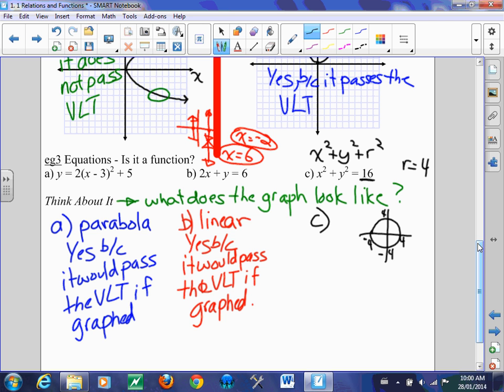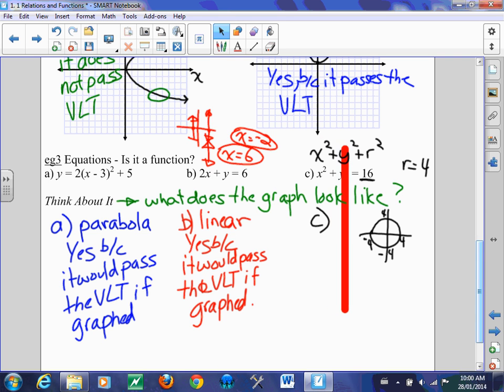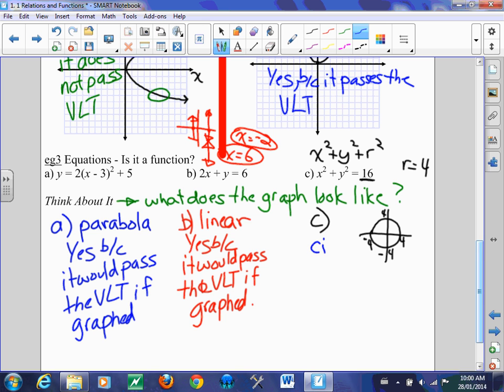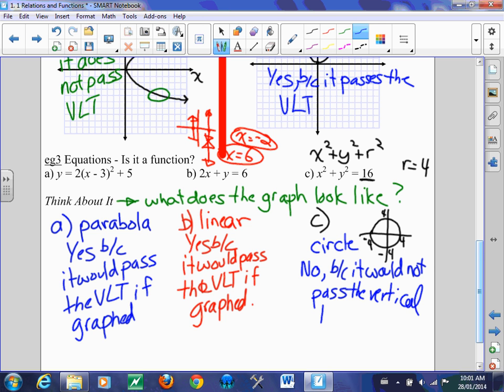So looking at that, ladies and gentlemen, if I moved my vertical line test ruler over, would it pass it? No, because it has to be at all points on the graph. So this is a circle, and no, this is not a function because it would not pass the vertical line test. I don't know why I wrote it out. I was just thinking. You could put down VLT, no problem.